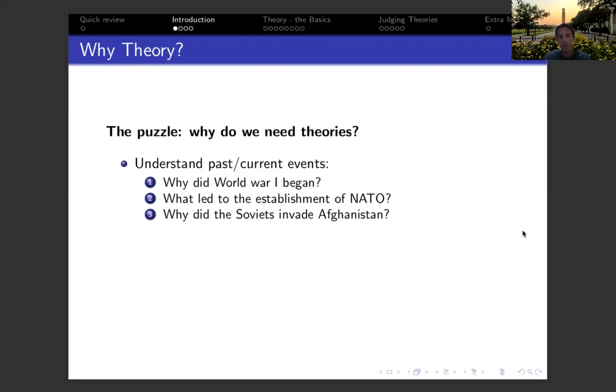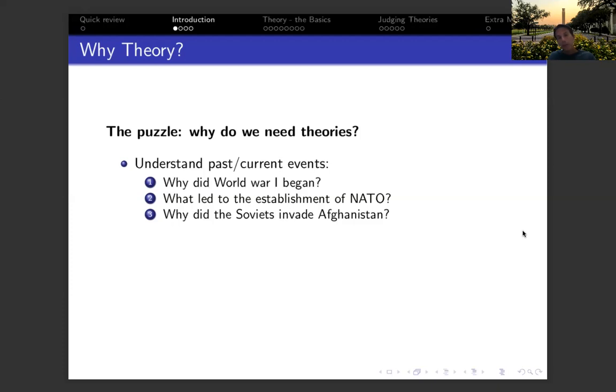What led to the establishment of an international organization such as NATO or the UN? Why did a large state like the Soviet Union invade Afghanistan right back in the late 1970s? So all those events happened in the past, and we want to try and understand and learn from them. So one way we can address those kinds of questions may be using events that happened, learning from the past. So World War I, we can look at wars that started beforehand.